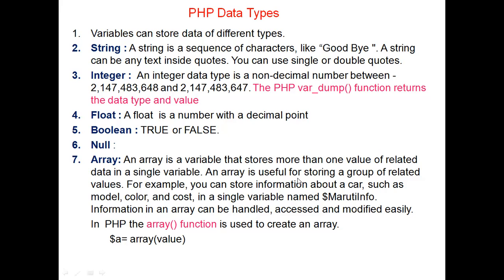An array is useful for storing a group of related values. For example, suppose you can store the information about a car, such as the model, color, cost, in a single variable called Maruti info. So the information in an array can be handled, accessed or modified very easily. So in PHP, how are you going to create an array? Use the ready-made function array. $a = array, and give the values. Okay. So I will show you the array.